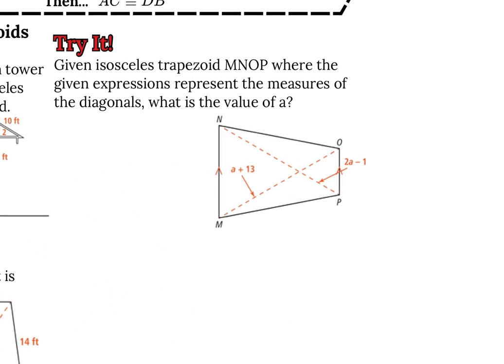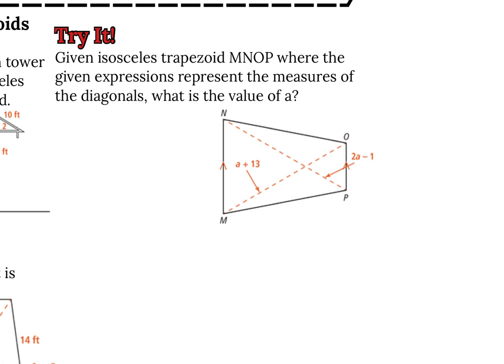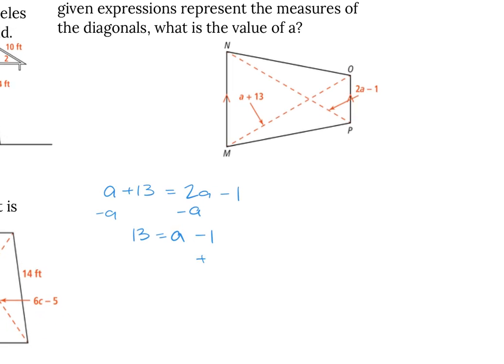Okay, try it. Given an isosceles trapezoid MNOP where the given expressions represent the measures of the diagonals, what is the value of A? So I know these 2 diagonals are congruent to each other, so I'm going to set these equal. All right, so we get 14 for the value of A.